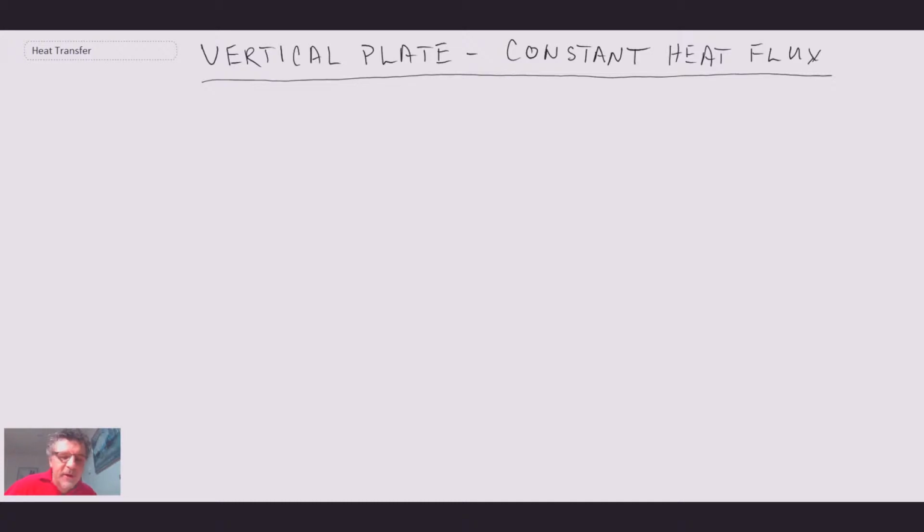isothermal plate temperature, I should say. So the plate was at a fixed temperature, T wall or T surface. But here with constant heat flux, what we find is that the temperature of the plate will vary with position. And so we need a way to be able to deal with that. So that's what we're going to be looking at in this segment.